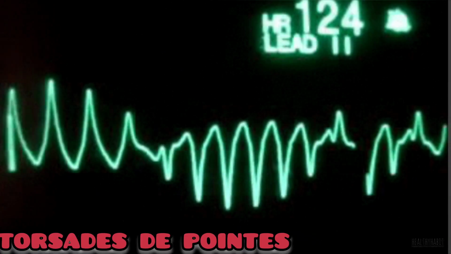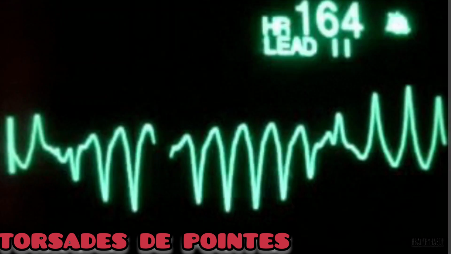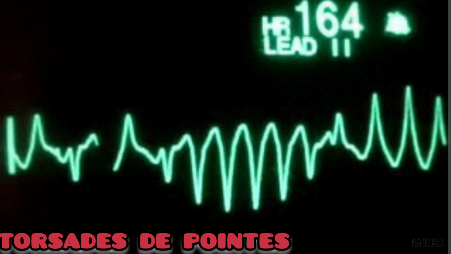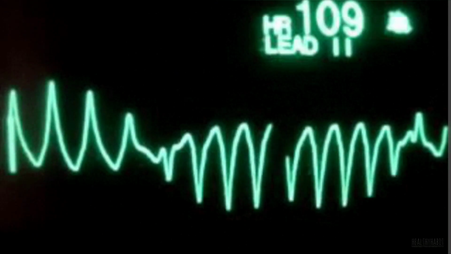Torsades de pointes is a type of atypical heart rhythm. It occurs when the lower chambers of the heart beat faster than the upper chambers. It shows like a ribbon-like trace.